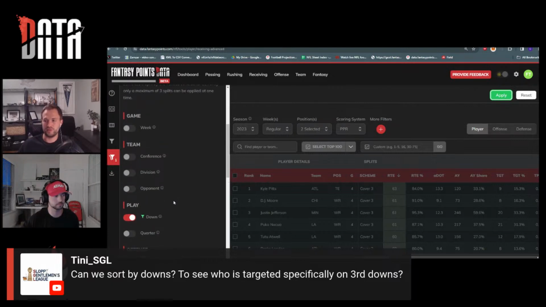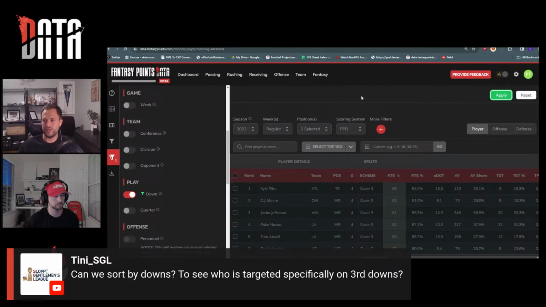There's a lot of receivers, so it's going to take a minute to split on them. And then you could sort by raw total targets. You could sort by target percentage or target share, whatever one you want to look at. But yeah, you can do that.